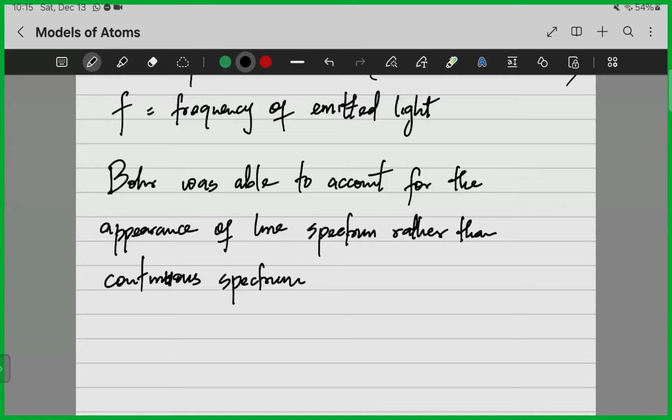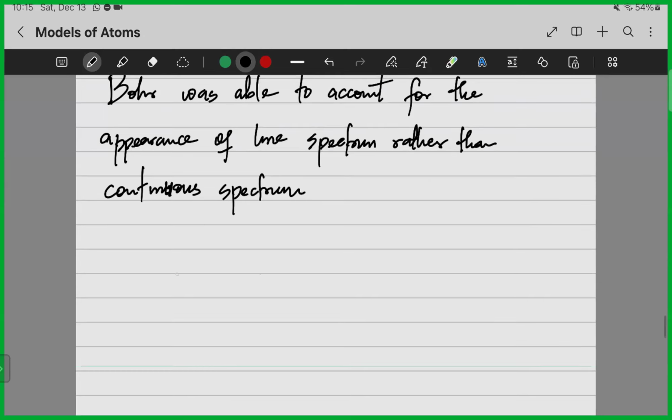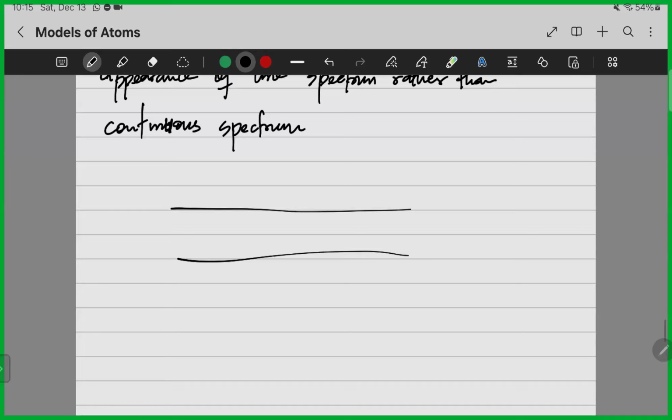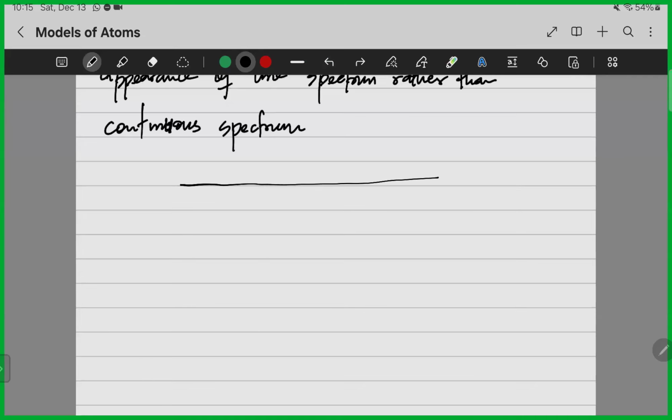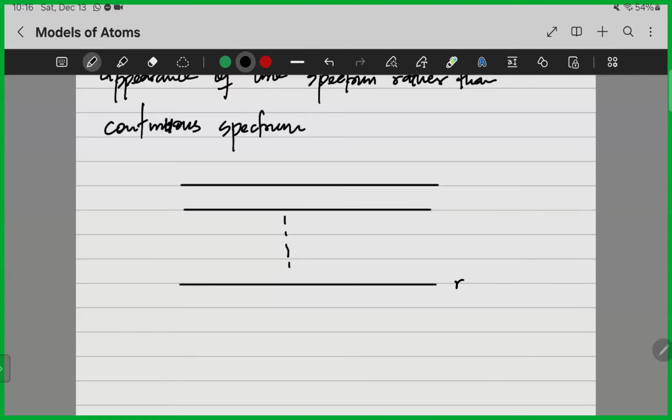And that line spectrum is more like the energy level thing, where we have energy levels in the form of lines. Let me draw straight lines. And the lines go on like that, where we have n equal to 1, n equal to 2, and it keeps going like that.